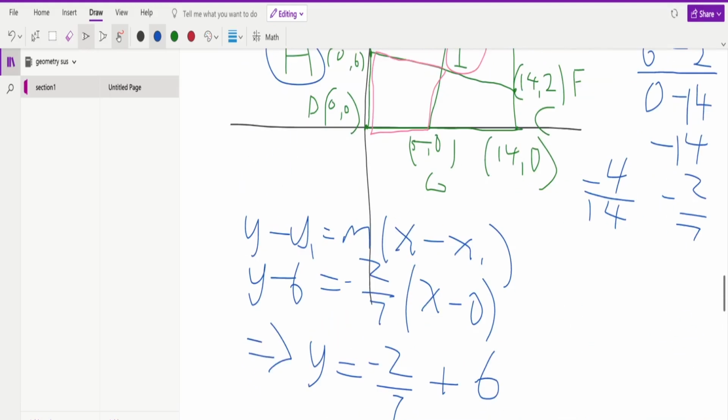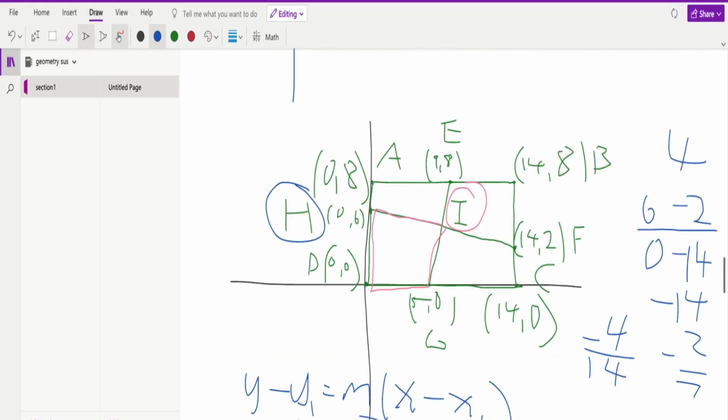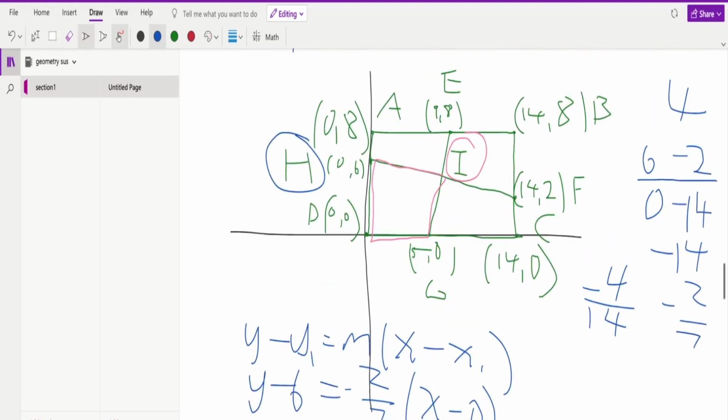So then here's our line. This is our equation of line HF. And then we need to find the equation of line EG. So what is the equation of line EG? We do the same thing again. We find the slope of that line.